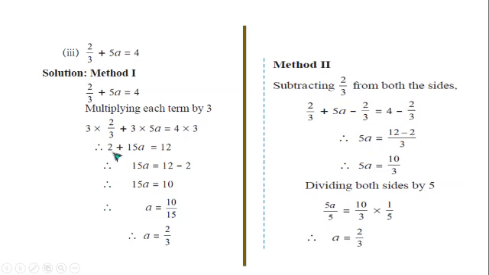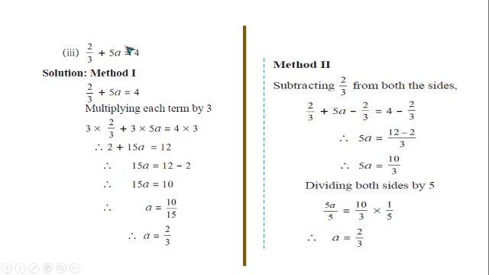Getting the like terms together, I have 15a is equal to 12 minus 2. That is 15a is equal to 10. a is equal to 10 upon 15. On further cancelling, I get my value of a as 2 upon 3. Second method.